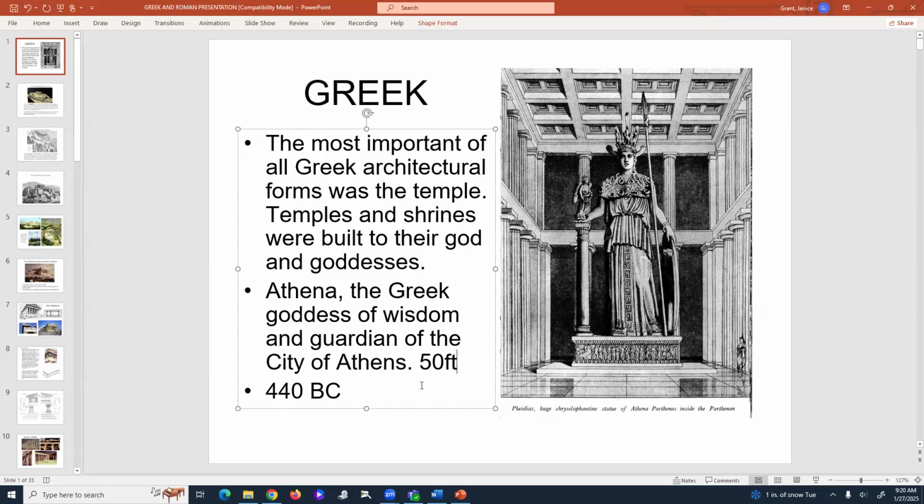Okay, that's pretty tall to create a whole shrine around enclosing this huge statue, and that was 440-ish BC, before Christ, which is after the prehistory and Egyptian that we were talking about. But you can see how beautiful this shrine is to Athena.